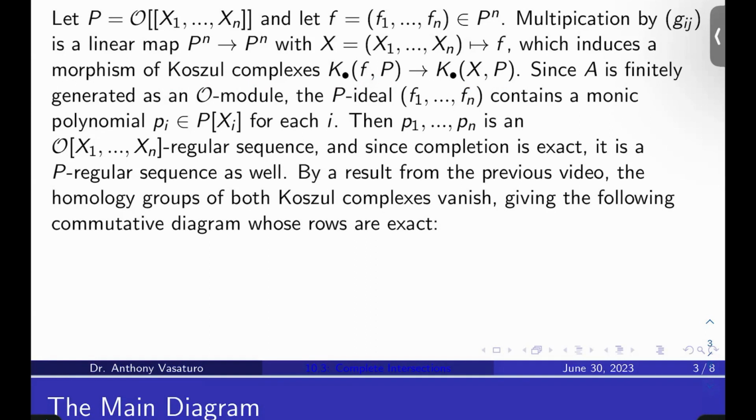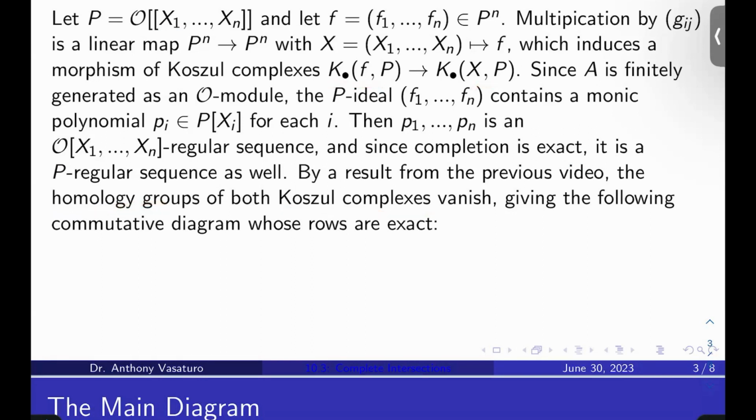Since A is finitely generated as an O-module by assumption, the P-ideal (f1, ..., fn), of course, contains a monic polynomial P_i in P[x_i] for each i, so you should check that. That's easy. Then P_1 through P_n is an O[x1, ..., xn] regular sequence. That's also an easy check. Since completion is exact, which is a basic abstract algebra fact, it's also a P regular sequence. So we can pass from the polynomial ring to the ring of power series. By a result from the previous video, the homology groups of both Koszul complexes here have to vanish.